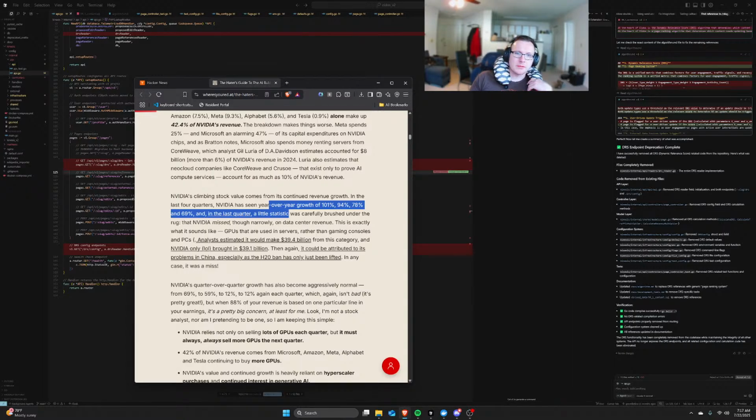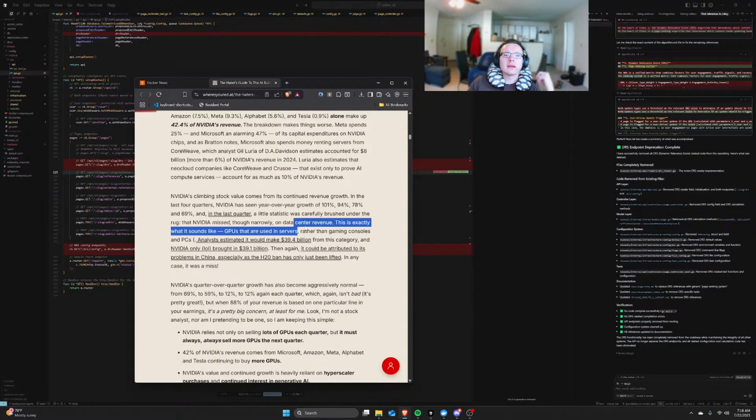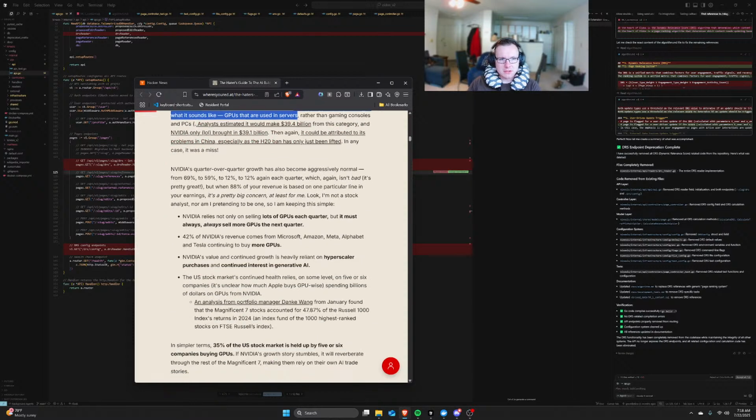NVIDIA has seen year-over-year growth of 101, 97, 78, and 69%. And in the last quarter, a little statistic was carefully brushed under the rug. NVIDIA missed, though narrowly, GPUs are used in servers rather than gaming consoles and PCs. In any case, it was a miss. GPUs that are only used in servers. So it missed its data center revenue targets for GPUs that are in servers.